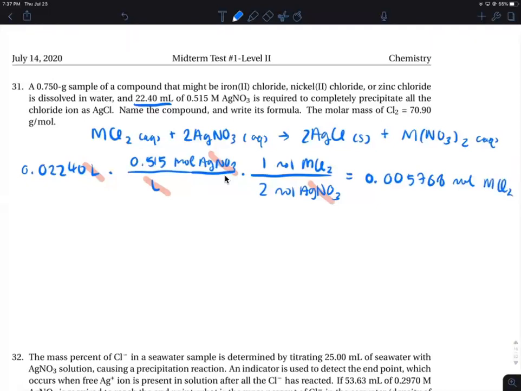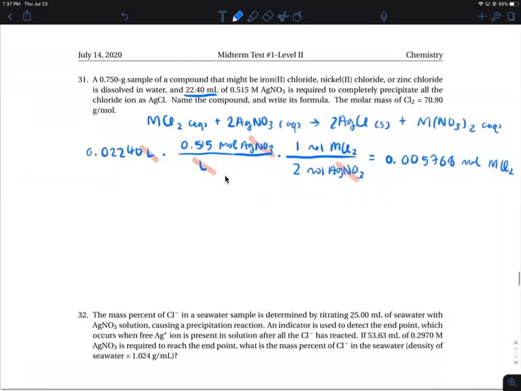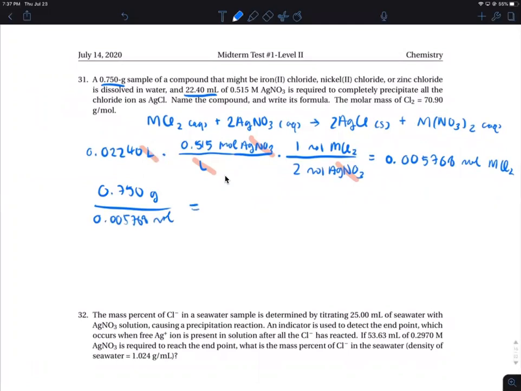So we can find the molar mass of MCl2 in the same way that we did in the previous problem, by dividing the grams by the moles. So it's 0.750 grams over 0.005768 moles. It's going to give us around 130.0277 grams per mole.